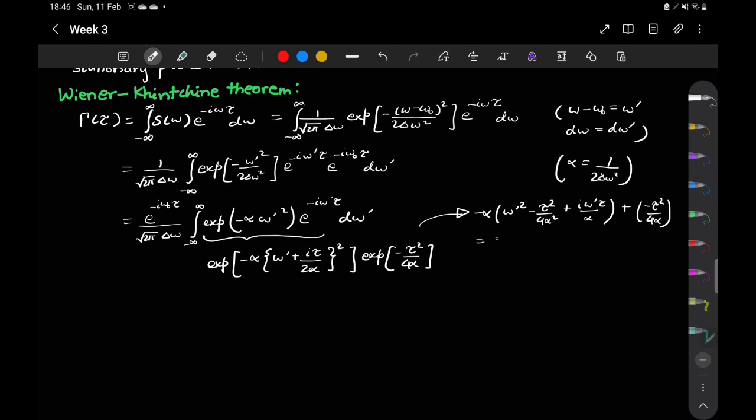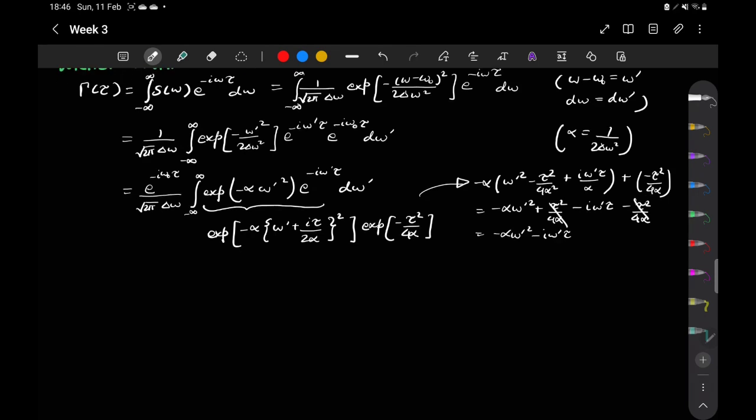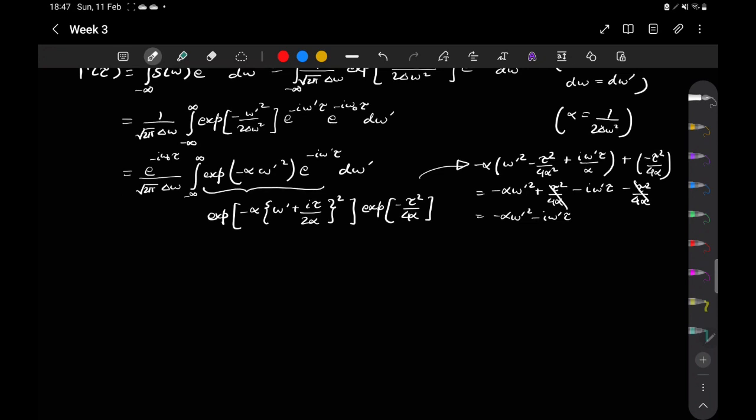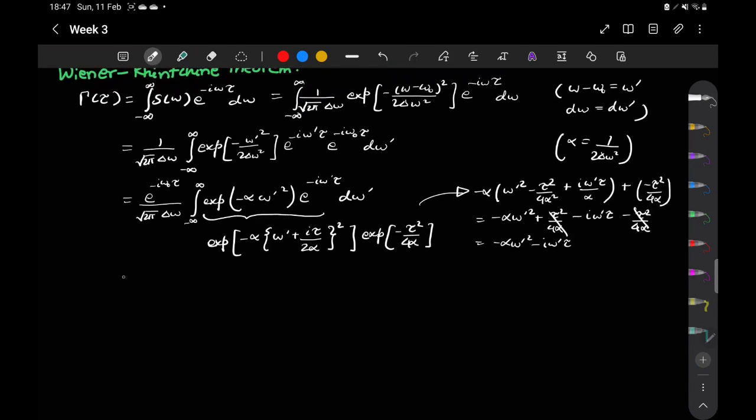Now if I combine everything, this gives me minus alpha omega prime squared, then minus minus becomes plus, 1 alpha cancels out, so this becomes plus tau squared over 4 alpha, then again 1 alpha cancels, and minus i omega prime tau, and then minus tau squared over 4 alpha, so this term cancels out, giving me minus alpha omega prime squared minus i omega prime tau, which is exactly what my initial integrand was. So this was just completing the whole squares. Now I'll simplify further.